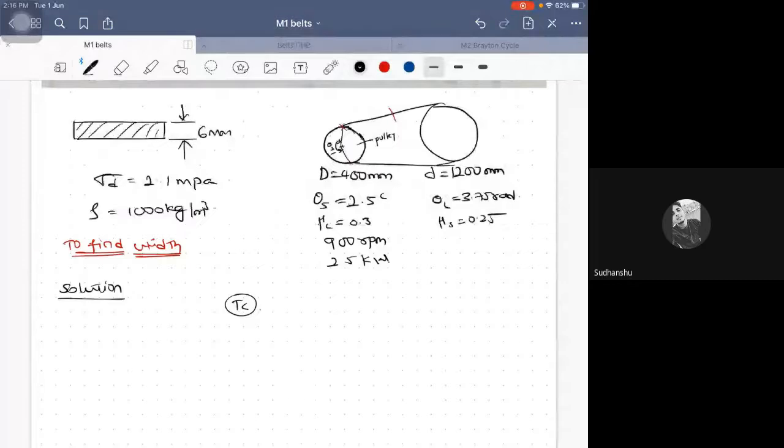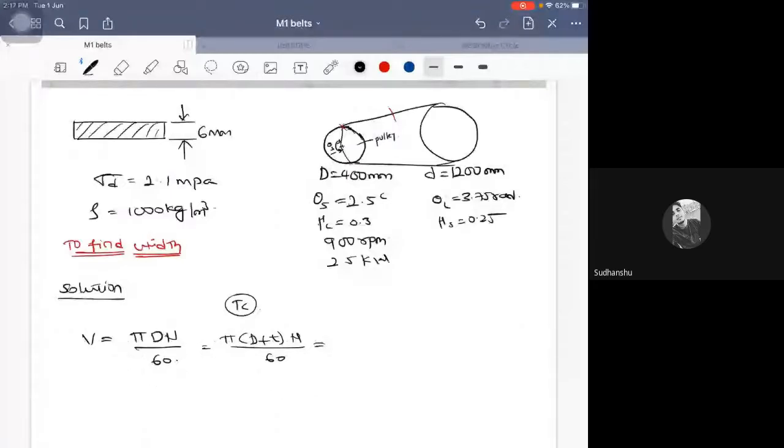So yes, we need to calculate the value of V. All of you just calculate the value of V. So it is pi d n divided by 60. So should I consider thickness here? Since the value of thickness is given, we need to consider the value of thickness over here. So it is pi into (d plus t) into n divided by 60. Please substitute all the values. It would be pi times (0.4 plus 0.006) into 900, the speed given, divided by 60.